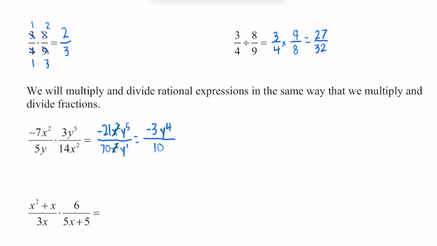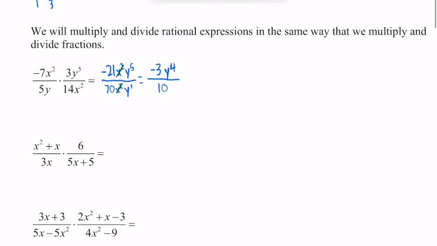Now, in contrast, what I've found when I don't just have one term on the top and bottom of each fraction is that in cases such as this next problem, it's easier to factor all the parts and then reduce before multiplying. For example, x squared plus x, I can factor out an x, and that would be x times x plus 1. In the denominator, I have 3x. I can't factor the top of the next one, it's just 6. In the denominator of the second fraction, I can factor out a 5. I would be left with 5 times x plus 1.